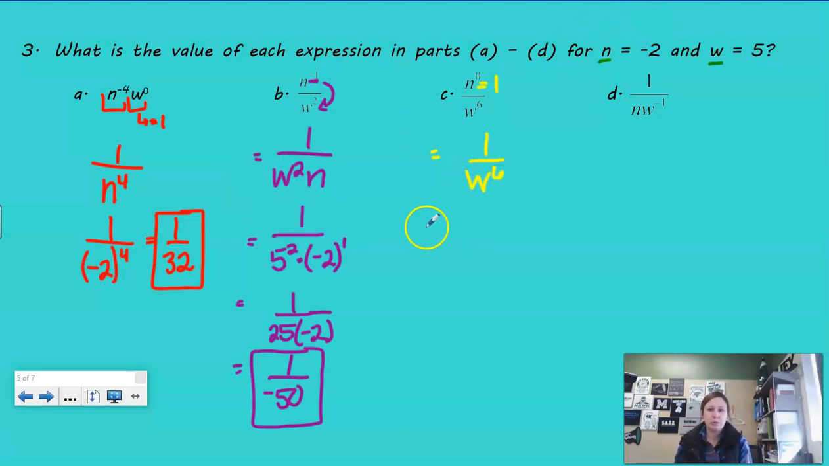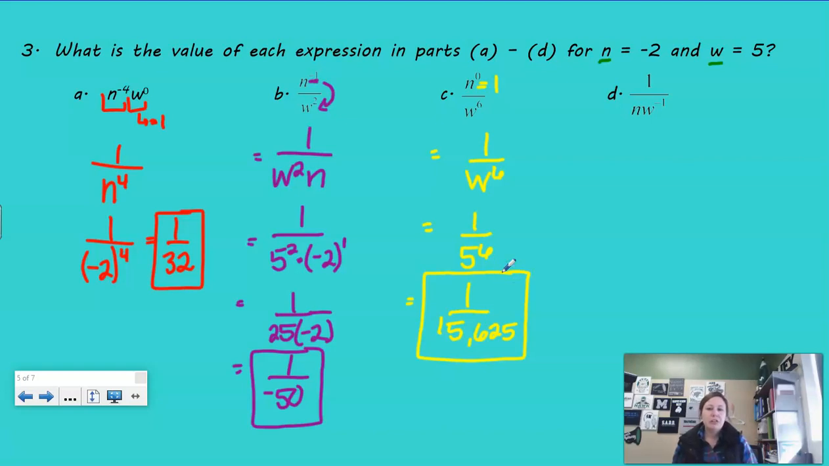All right, so now we're going to plug stuff in. Now we're going to leave that 1 in the numerator. We're going to plug a 5 into your denominator. We're going to raise that 5 to the 6th power. It is a very large number. We have 1 over 15,625. And that's your final answer.